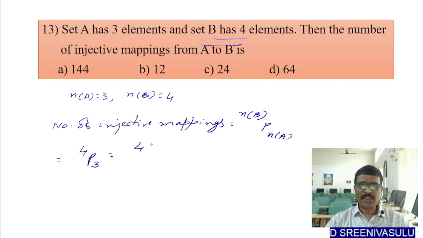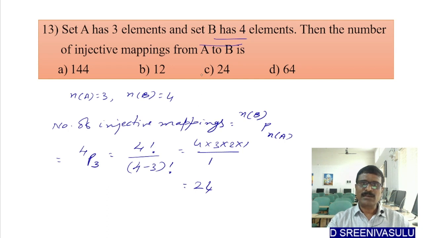This is 4 factorial divided by (4 minus 3) factorial. 4 factorial means 4 into 3 into 2 into 1, divided by 4 minus 3, which is 1 factorial. 1 factorial is equal to 1. This is equal to 4 3 is 12, 12 2 is 24. Number of injective mappings is 24. Correct option is C. Answer is 24.